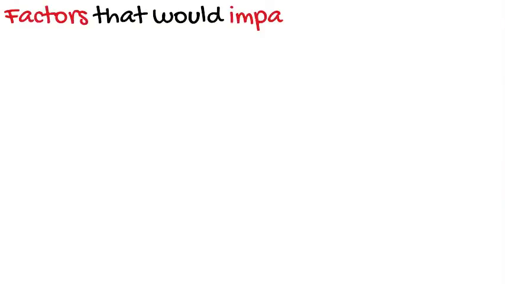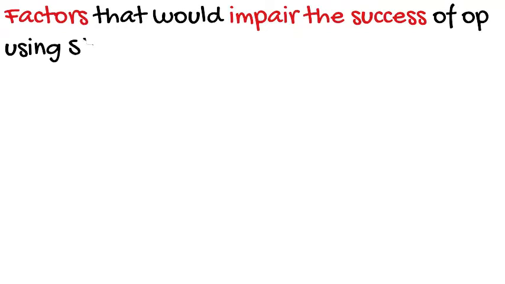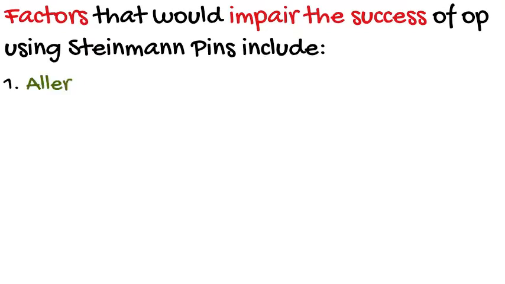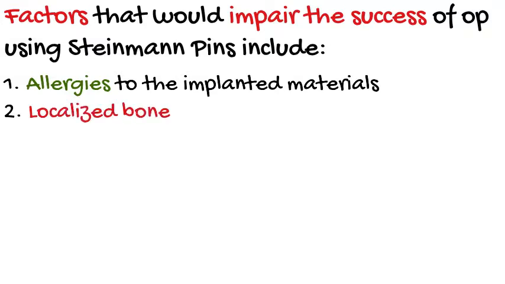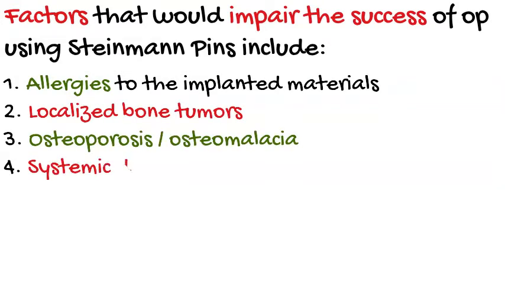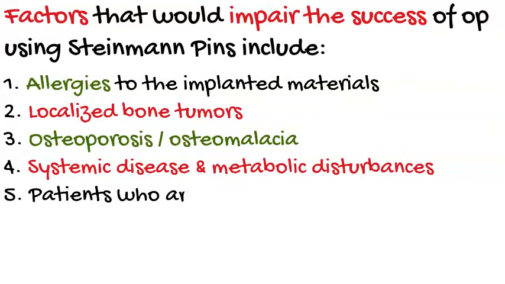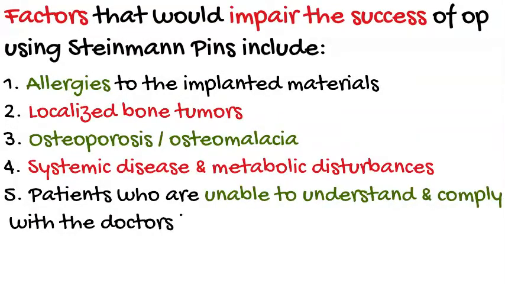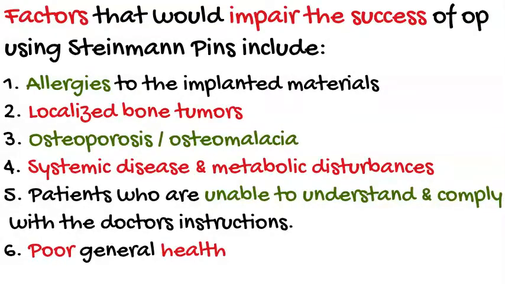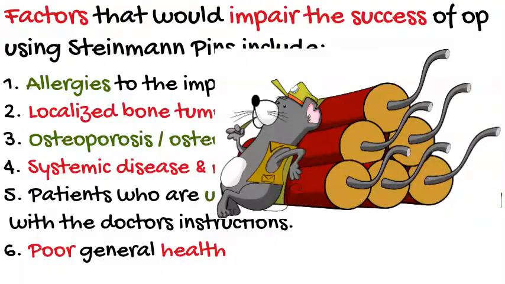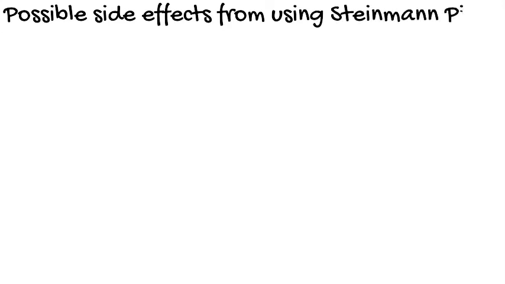Factors that will impair the success of operation using Steinmann pins include: 1. Allergies to the implanted materials. 2. Localized bone tumors. 3. Osteoporosis or osteomalacia. 4. Systemic disease and metabolic disturbance. 5. Patients who are unable to understand and comply with the doctor's instruction. 6. Poor general health. What are the possible side effects from using the Steinmann pin?